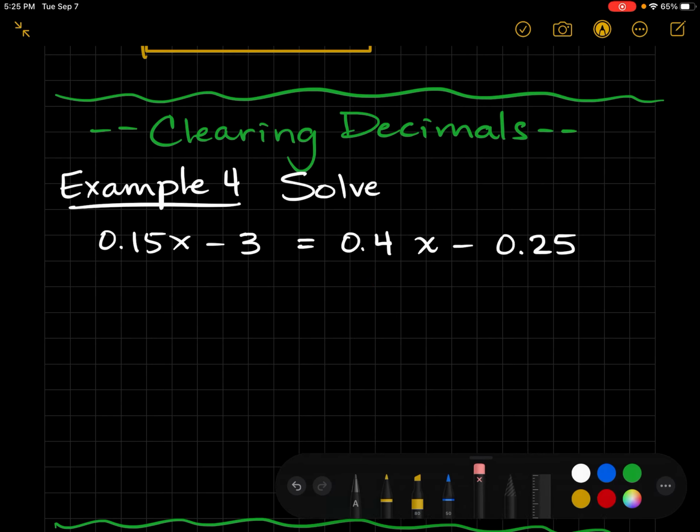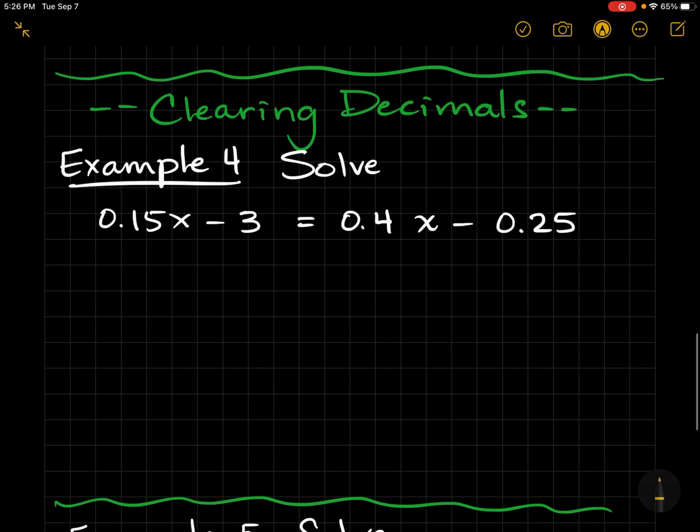Again, you might want to pause the video and give it a try yourself. But here's the technique that I'd like you to do for clearing decimals. See which decimal has the most places. This one has 2, this one has 1, and this one has 2. So what we're really doing is multiplying by 100. That moves the decimal twice. So wherever the decimal is, we're going to move it twice.